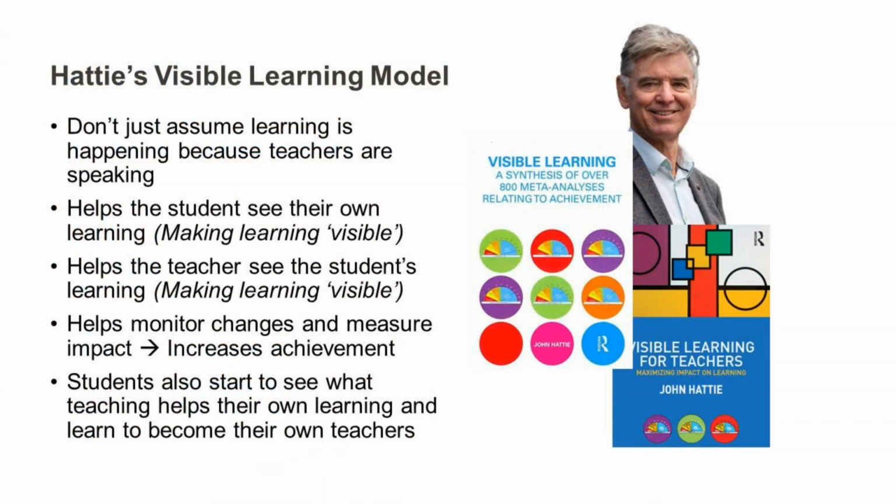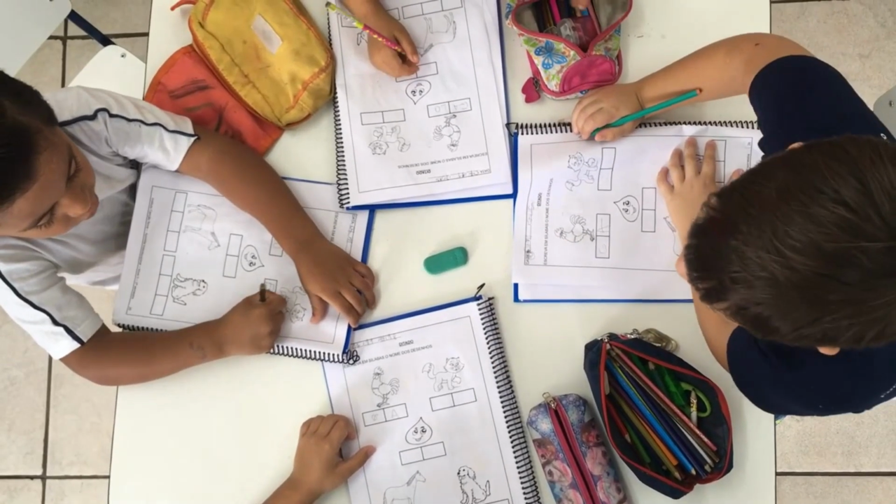Another well-known model is by my mentor and my old boss, John Hattie, who talks about this idea of visible learning. So let's take a closer look at what that term visible learning actually means. So the notion of visible learning is to not just assume that learning is happening because teachers are speaking. It helps the student see their own learning by making it visible, and it also means that if the student can see their learning because it's been made visible in some way, it helps the teacher see the student's learning.